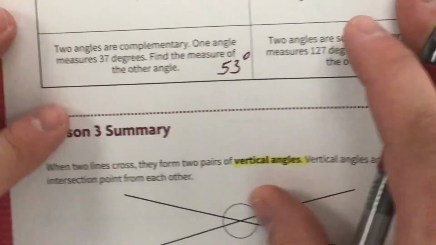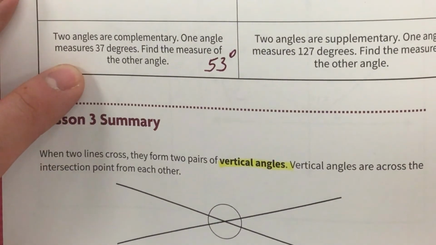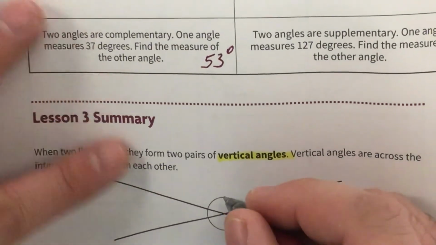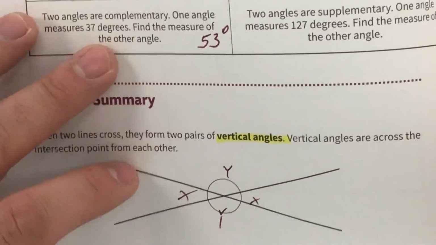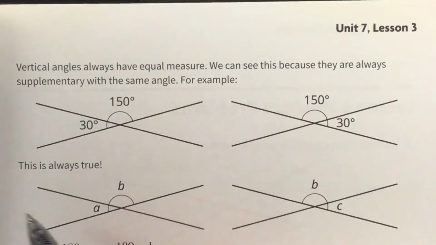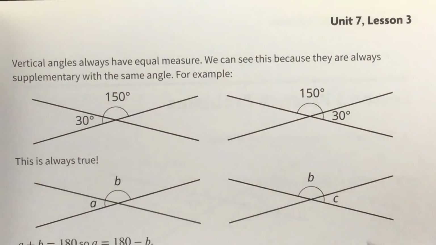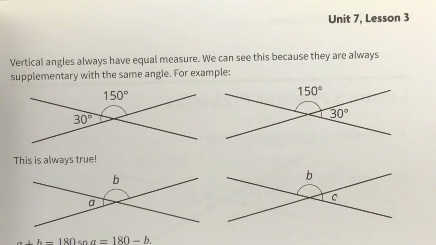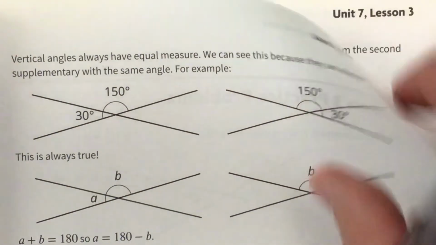All right, again, last term was vertical angles, angles that are across from each other. So that means these two would be equal, whatever one is, the other one is. And the other two across from each other would be equal as well. Top of next page also shows you how they are supplementary with the adjacent angles next to them. They will add up to 180. Good?